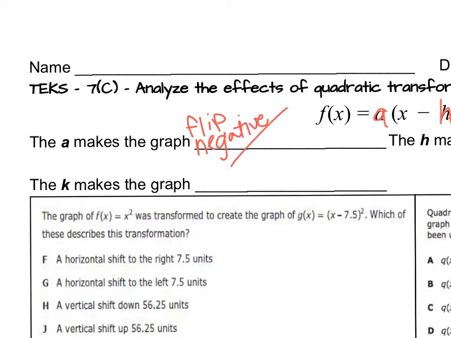If A is bigger than 1, it will stretch the graph, which will make it look more narrow. On the other hand, if A is less than 1, it will compress the graph, which will make it look more wide.